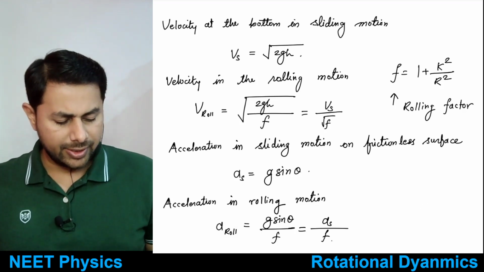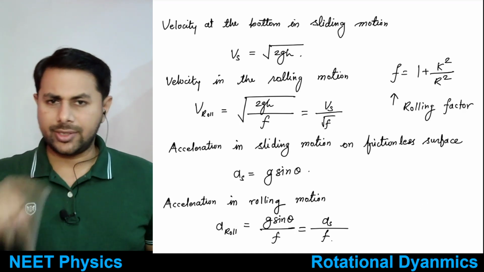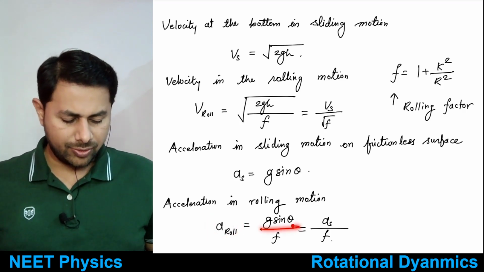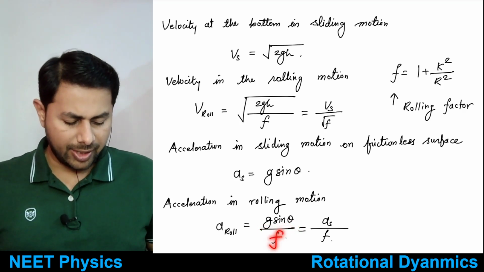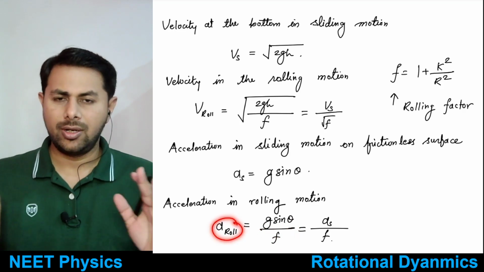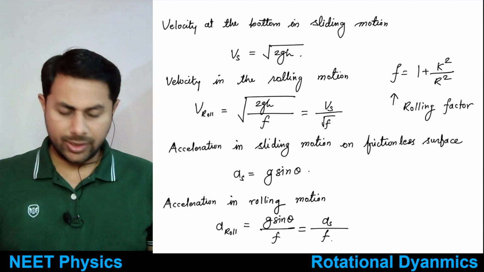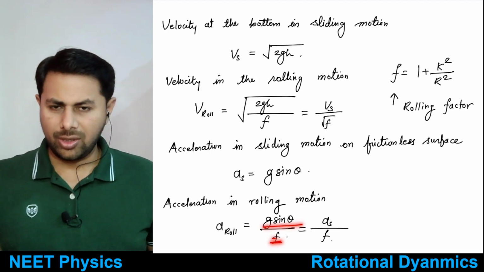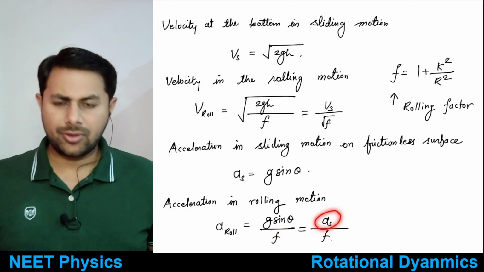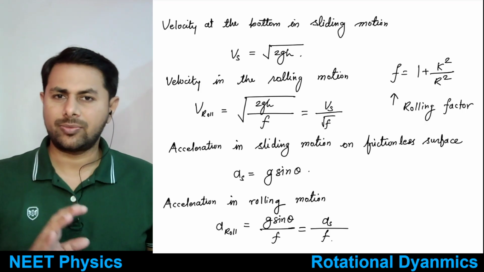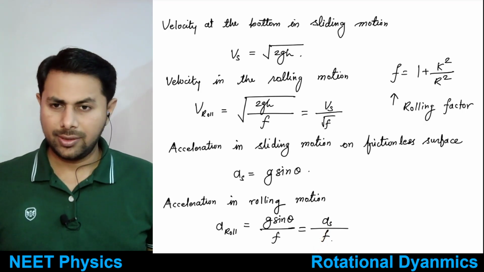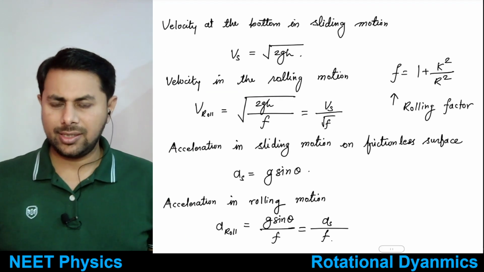So for rolling motion, a body rolls down on a surface, then acceleration in case of this rolling motion would be just g sine theta divided by the rolling factor. Acceleration in case of the rolling motion is g sine theta divided by rolling factor f, which is 1 plus k square by r square, right? So you can just say that it is acceleration in case of sliding motion divided by f. Is this thing clear, everyone?